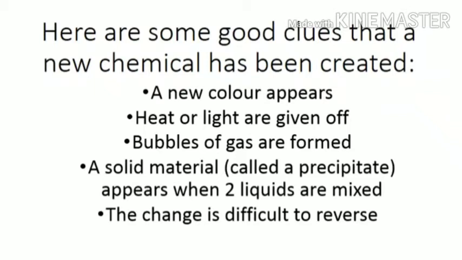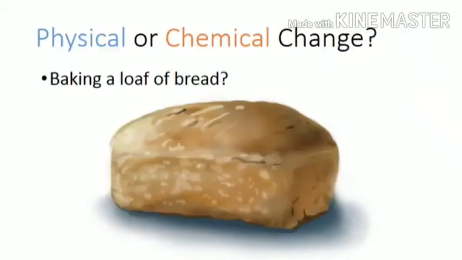So now let us look at a few examples which will help us to find out whether the change is chemical or physical. Baking a loaf of bread. What kind of change do you think it is? A bread which is baked in the presence of heat. Heat is absorbed. Gases are released, structure is changed, aroma is changed, shape is changed. It is a chemical change.